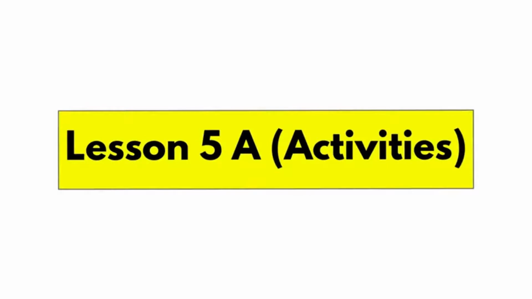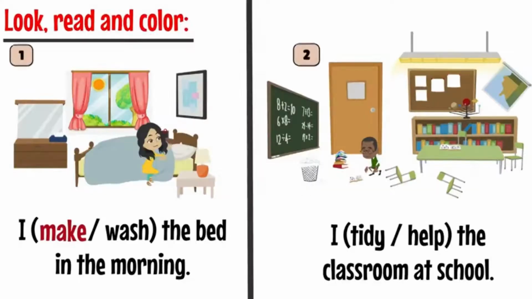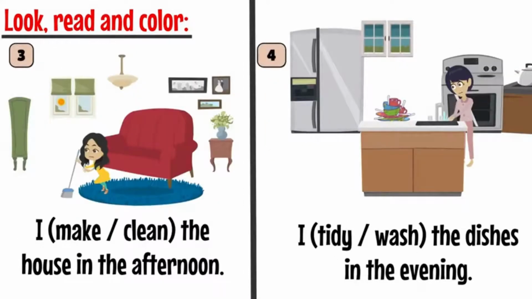Lesson 5A, Activities. Look, read, and color. 1. I make the bed in the morning. 2. I tidy the classroom at school. 3. I clean the house in the afternoon. 4. I wash the dishes in the evening.